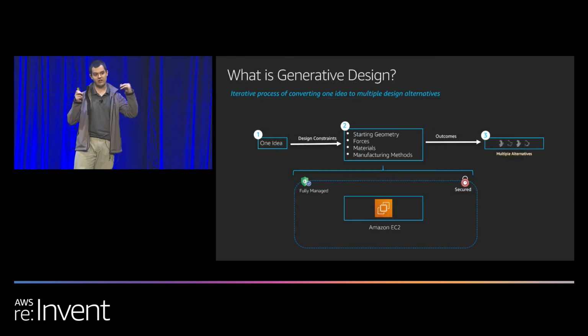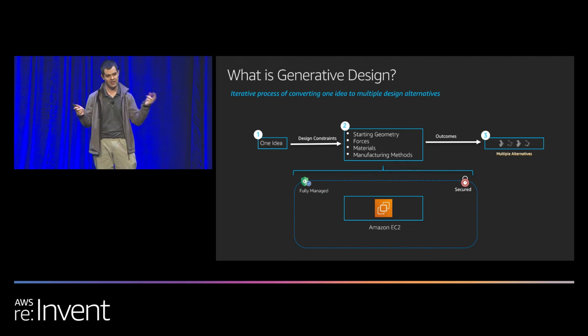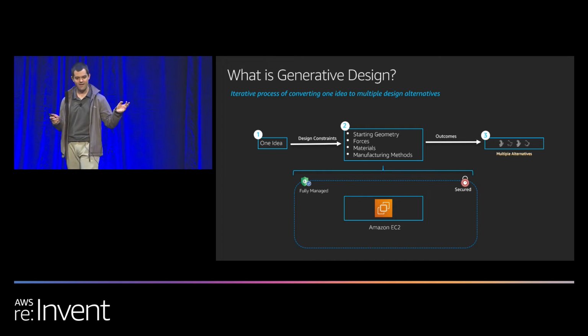So what is generative design? Generative design is a feature within Autodesk Fusion 360 that puts engineering excellence in the hands of everyone. Like how AWS is trying to put machine learning in the hands of everyone, we want to put the ability to design a spacecraft grade part in the hands of everyone.